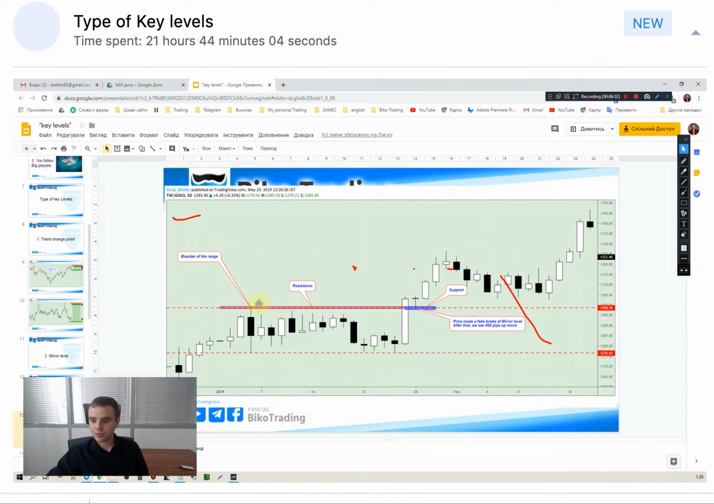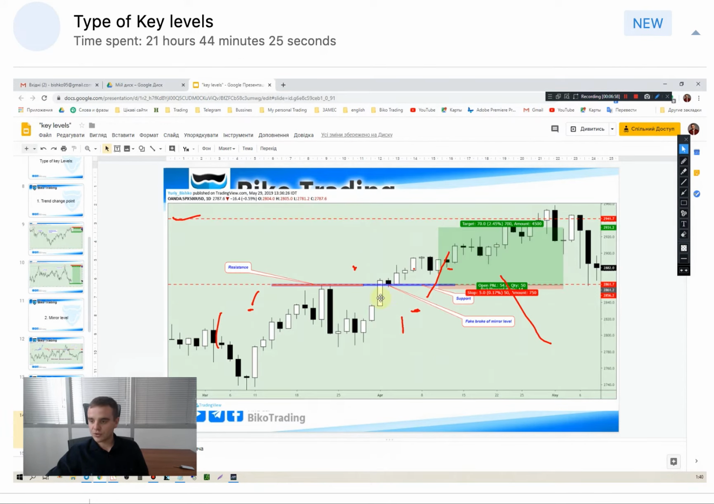Another example for you on gold. What is a mirror level? We had a border of the range here. Take a look, price was so many days in this channel, in this border. After that, price broke it up and made a retest. Resistance became support, and here also there is low risk and potential profit many times bigger. Let's go to another example.